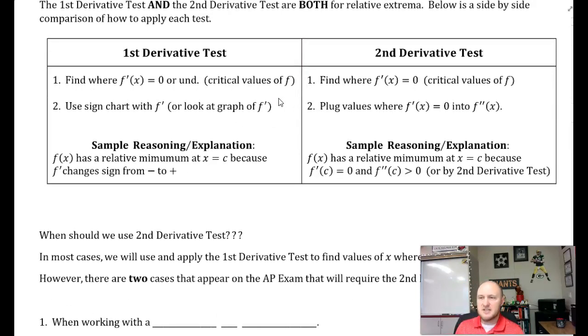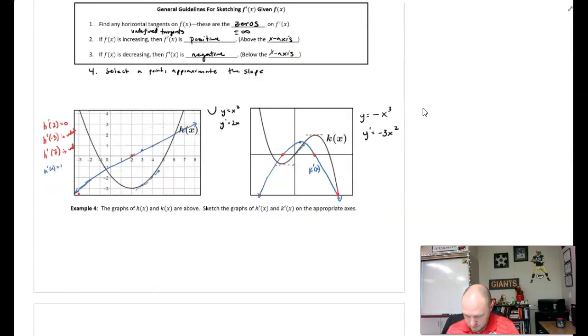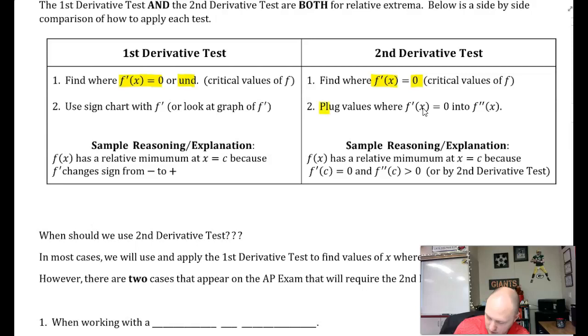And notice that some of the steps are similar, at least step number 1. Find where f prime of x is equal to 0 or undefined. That is the same, okay? These are critical values of f. Secondly, we're going to use a sign chart with the first derivative test, whereas with the second derivative test, we just plug values straight into our second derivative. Plug values into f double prime of x, okay?